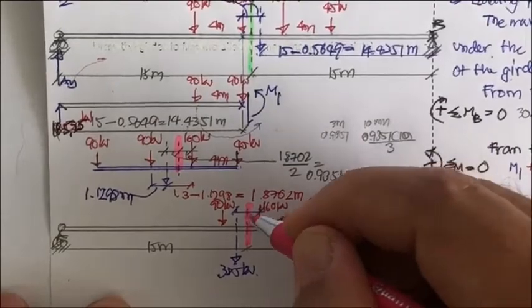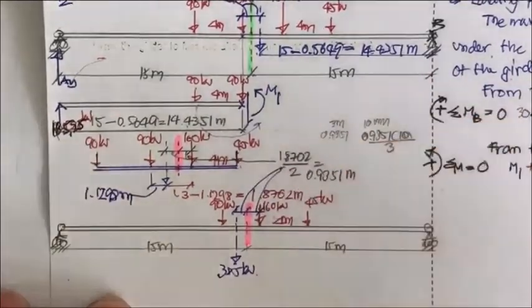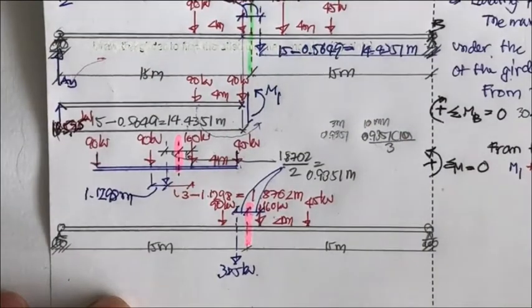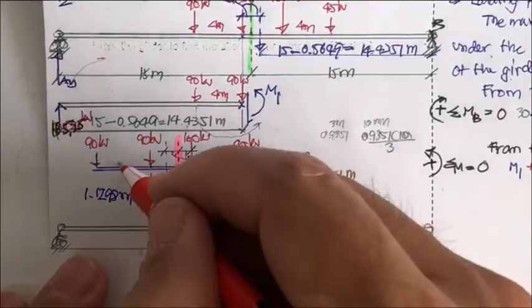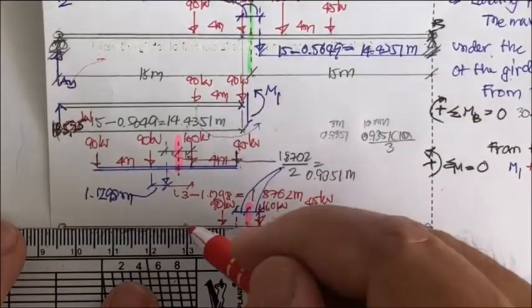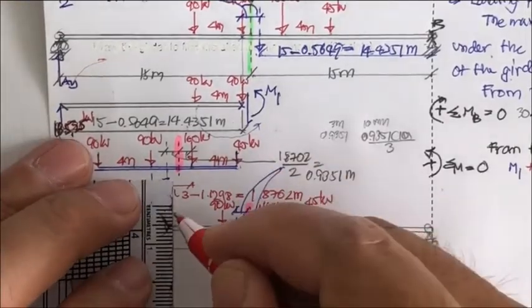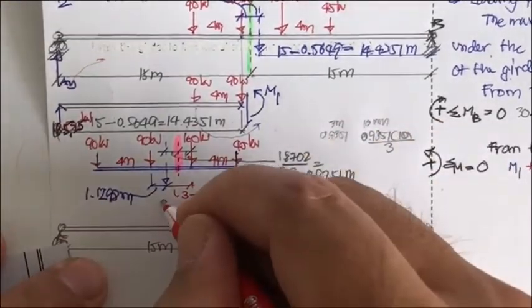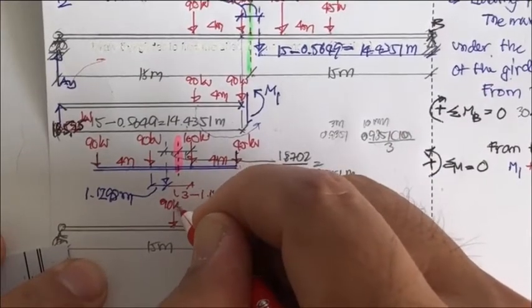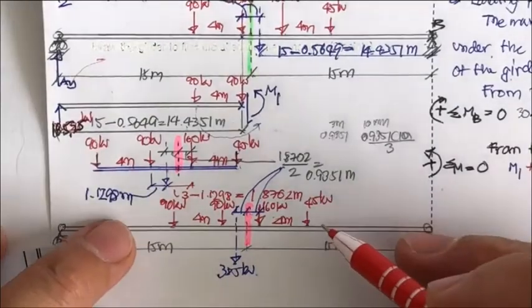half of this, you may put it back here, 0.9351 meter, and then you got the 90. This is going to be 4 meter. You take this one for 13 millimeter. You get this 90 kilonewton. This is 4 meter. This is going to be the second case.